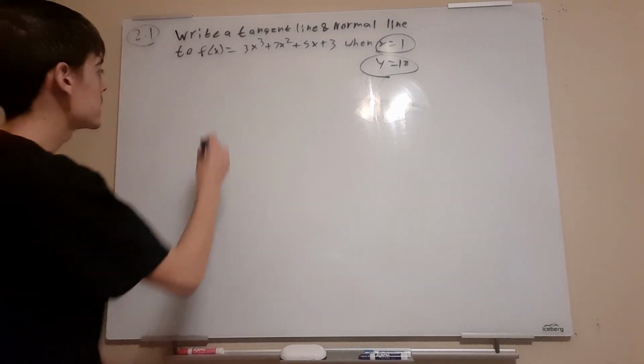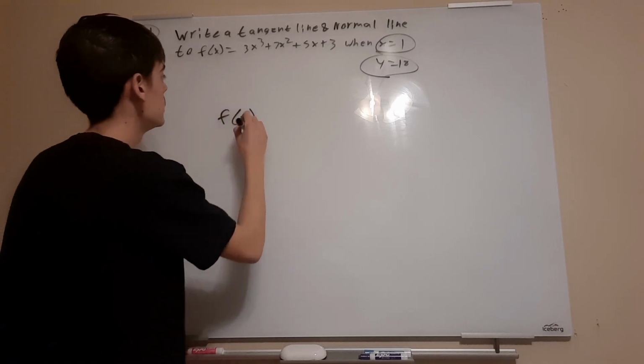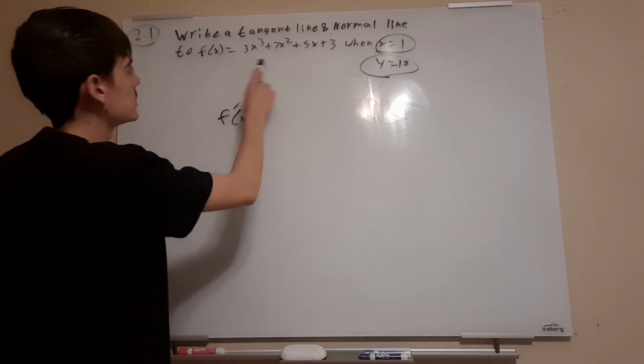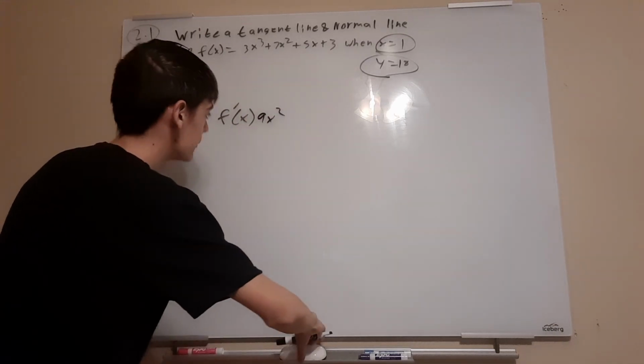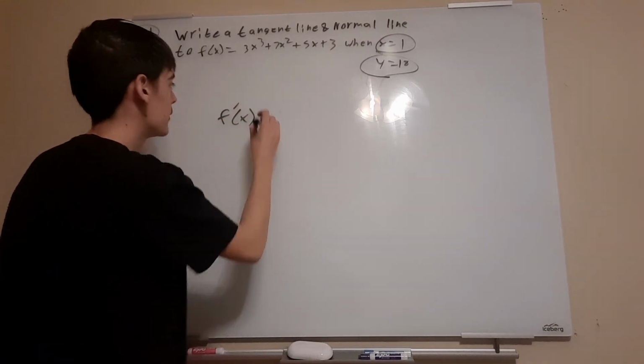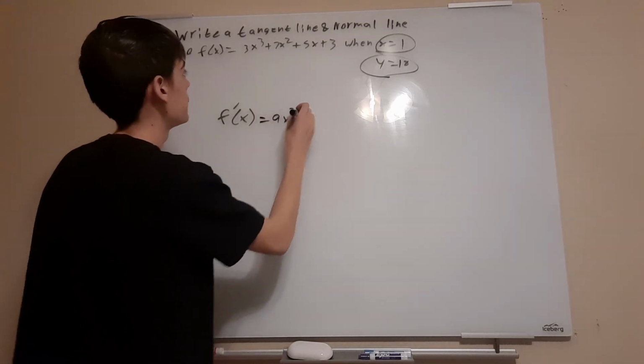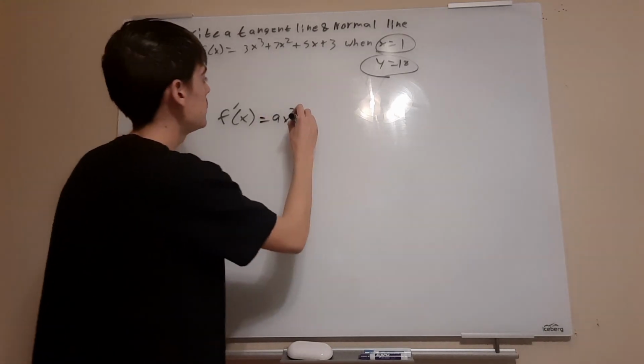So to do that, just like last time, we're first going to find our derivative. So f prime x is going to equal, we're going to do power rule for this one, so that's going to be 9x squared. Forgot the equal sign. Let me write that. F prime x equals 9x squared. And then power rule again, plus 14x.